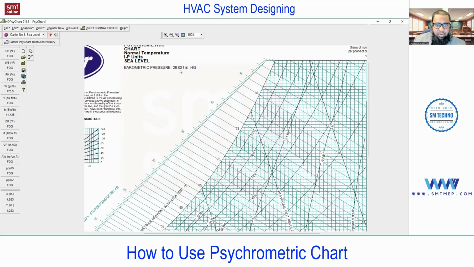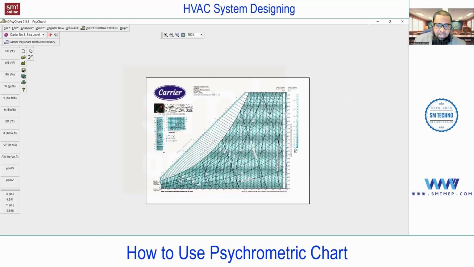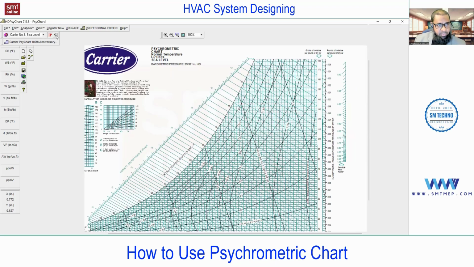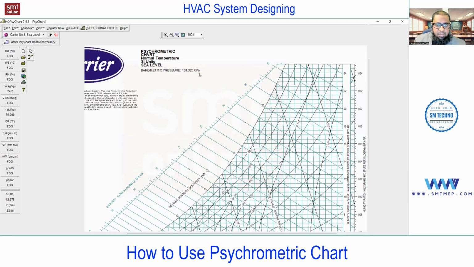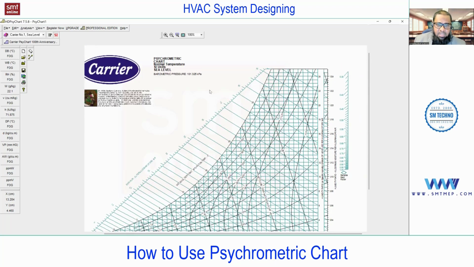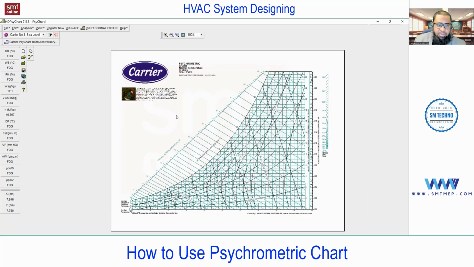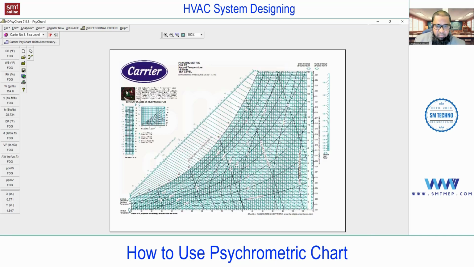You see 29.92 inches of Hg. If I change this to metric, I can simply change by clicking this SI, meaning SI metric. You can notice 101.325 kilopascal, nothing but one bar, or 760 mm of Hg. You know these conversions, so you can decide which unit you want to use and select accordingly. For example, again, I'm using IP because the example we did in the manual is IP.